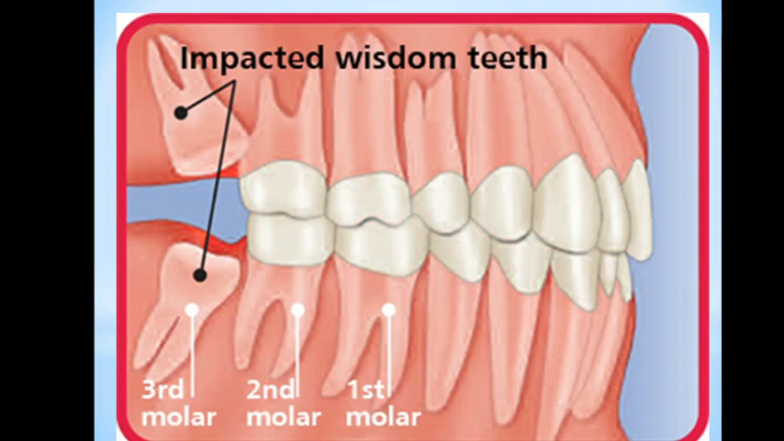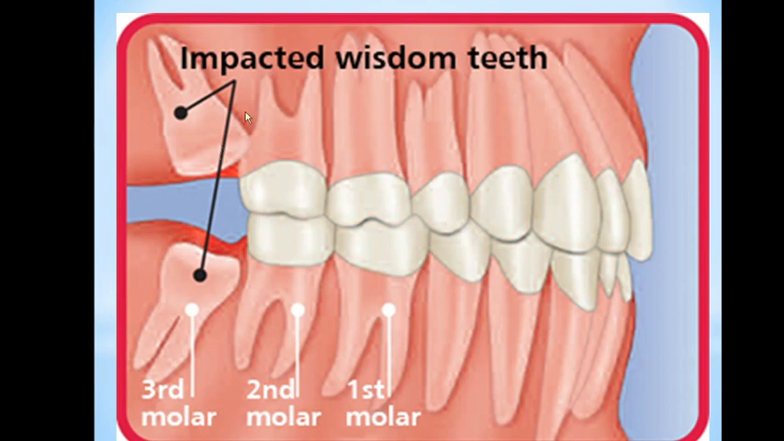I hope you're fine. Today we're going to talk about a very interesting topic, which is impaction of wisdom teeth. We're going to talk about three things: indications for removal of wisdom teeth, signs and symptoms of pericoronitis, types of third molar impaction, and how to remove them.